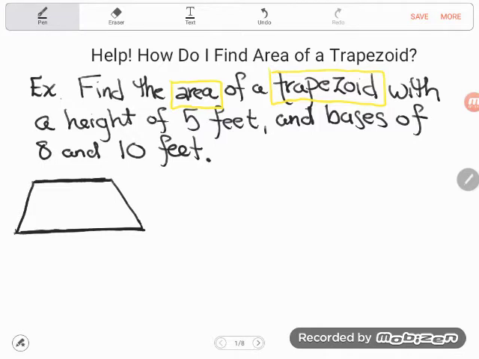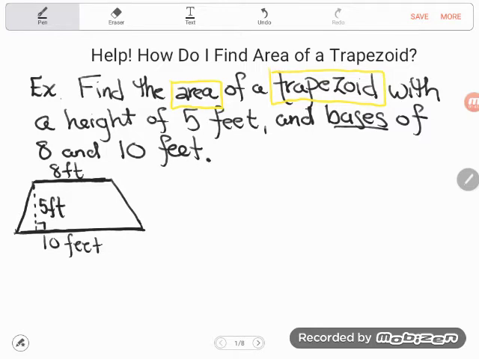And we can see that it says that our bases are 8 feet and 10 feet. So I'll just label them. And then the height of a trapezoid actually goes at a right angle from base to base. So it just kind of looks like a dashed line here. And so that height then is 5 feet. All right. Okay, so there's my trapezoid.